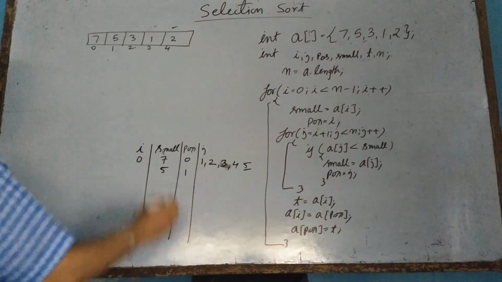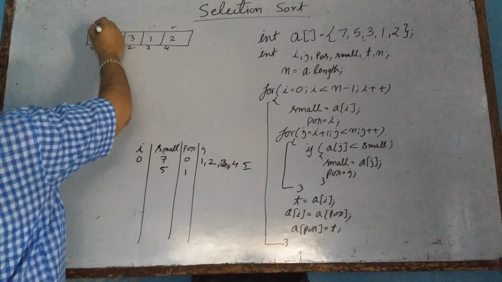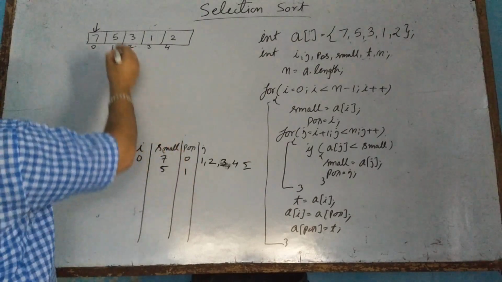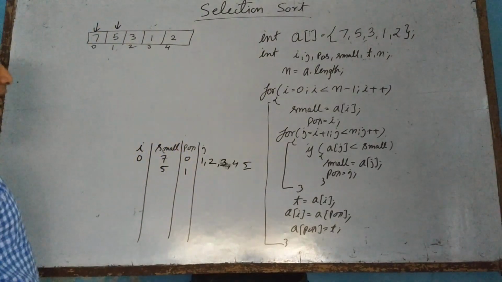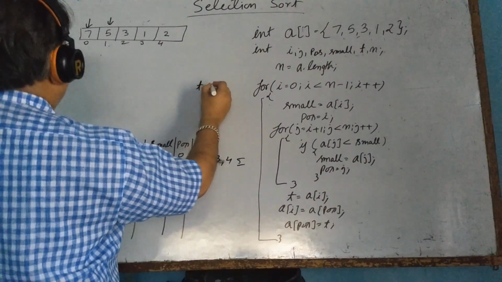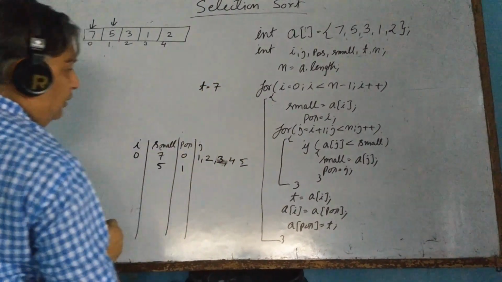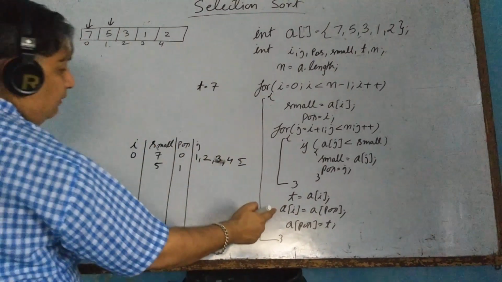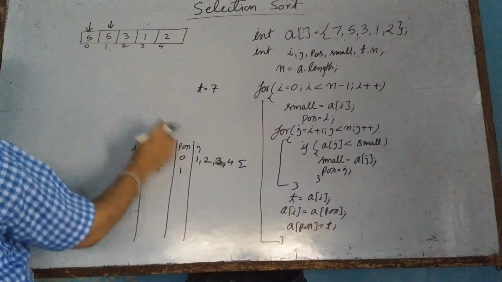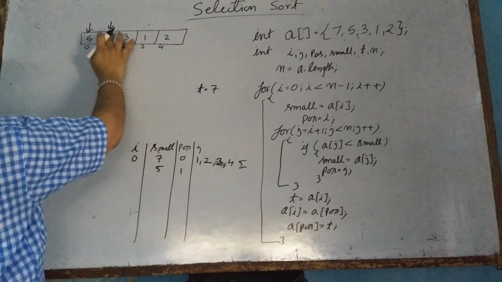T equal to a[i], where i is 0 and POS is 1. So these two numbers are interchanged. By this statement, T equal to a[i], T will become 7 as I is 0. Then a[0] equal to a[1], and a[1] equal to T.